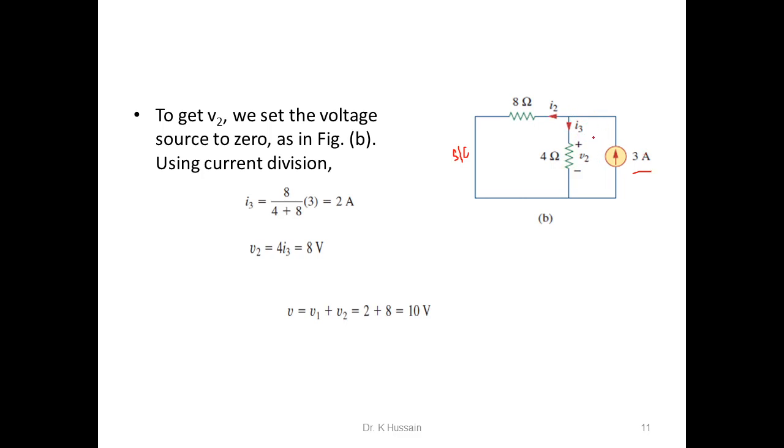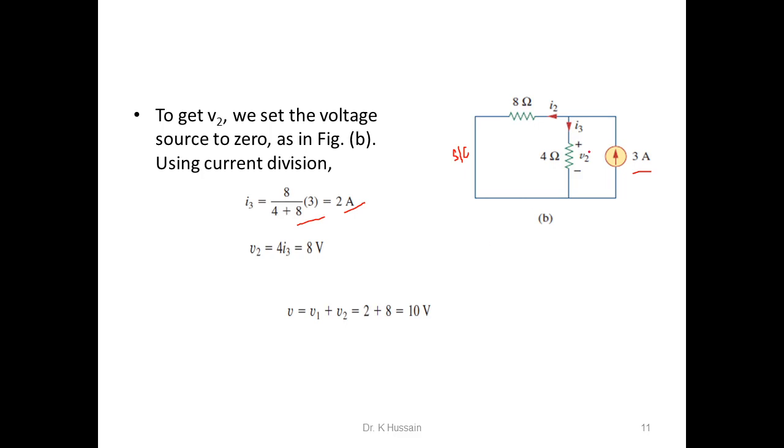Again here you can go for the current division. I3 is equal to total current into opposite resistance value by total value. So 3 amps, 3 into 8 by 8 plus 4. Directly you can see, that is the current division principle. So 8 into 3 by 12, again 2 amps. This is the current.